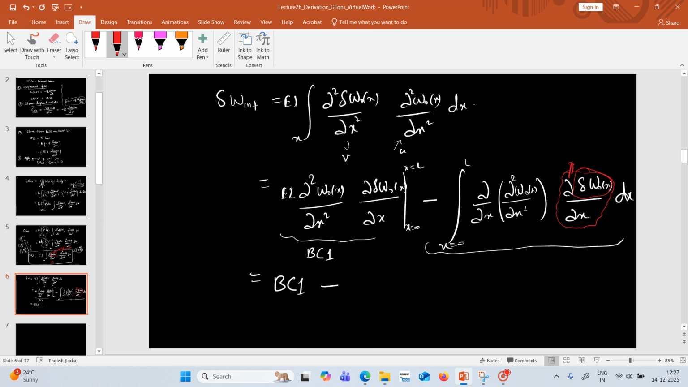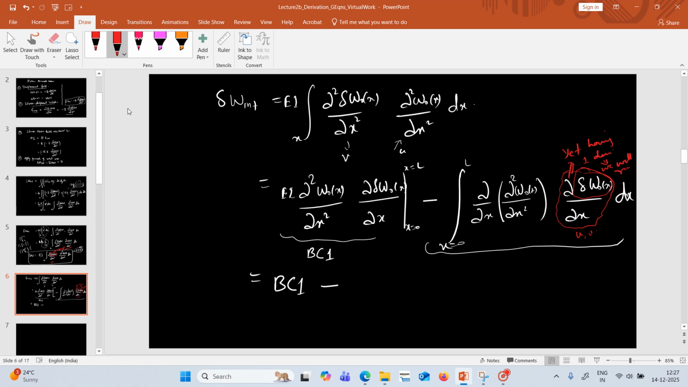It is still having one derivative, so we will remove it one more time. How will we remove it? Again, integration by parts, the UV rule, we will apply. So again the UV rule: U, integral V.